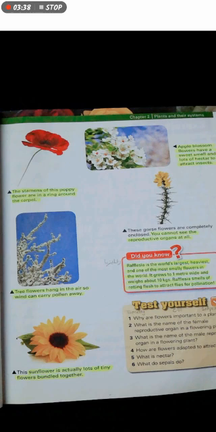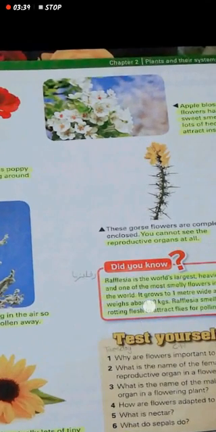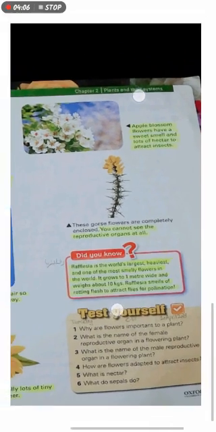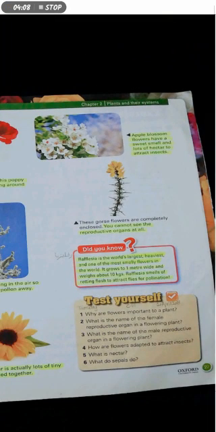Did you know? Rafflesia is the world's largest, heaviest and one of the most smelly flowers in the world. What is this? Rafflesia. It grows to 1 meter wide and weighs about 10 kg. Rafflesia smells of rotting flesh to attract flies for pollination. Its smell attracts the insects for the process of pollination, and it is the world's heaviest and most smelly flower.